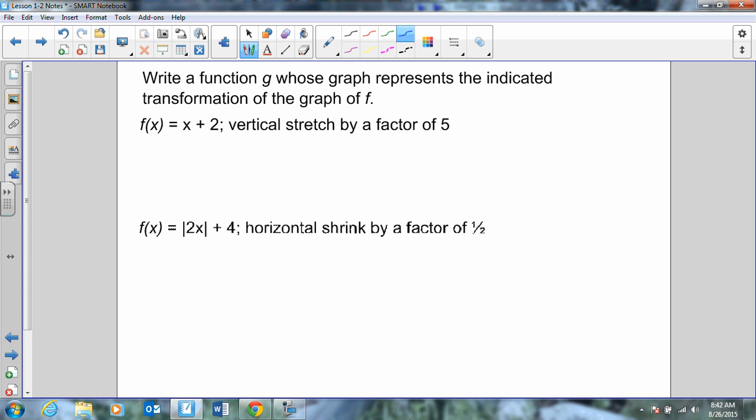Okay, next example. We have a function that's already been modified from our parent, and we want you to write the transformation if it's going to have a vertical stretch by a factor of 5.